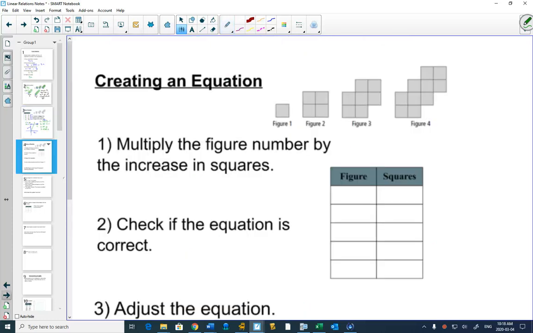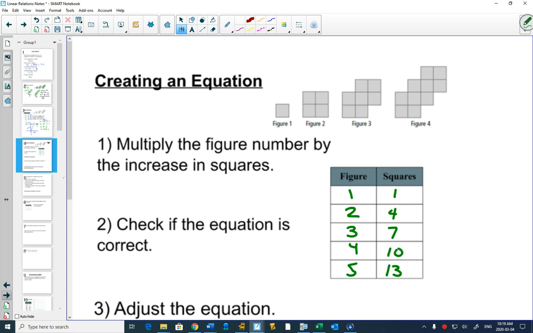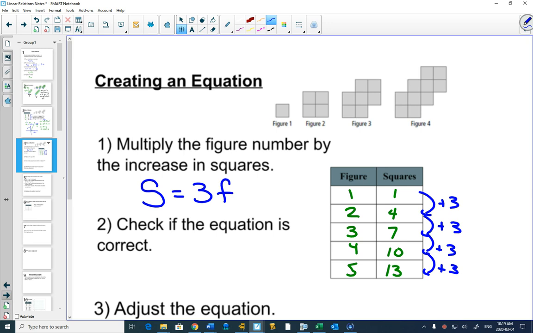So what we just did there was this next part, creating an equation. So we can fill in some of the things that we did already. So here, 1, 2, 3, 4, 5. We know that it was 1 square, 4 squares, 7 squares, 10 squares, 13 squares. And again, we noticed the linear pattern was that we're adding by 3 each time. So it says to figure out the formula, multiply the figure number by the increase in squares. So we're going up by 3s each time. So we start off by saying the number of squares is 3 times the figure number, because we're going up by 3s.